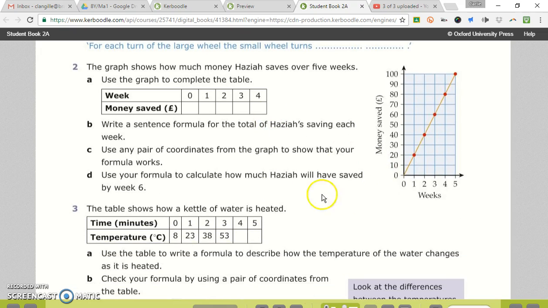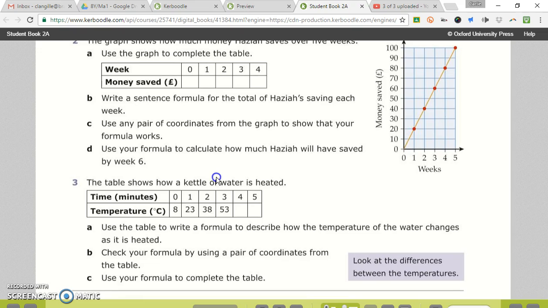And question 2, same thing. So you're going to complete the table. So if we look here at 0 weeks, she's got $0. At 1 week, she's got $20, so on and so forth. You're just going to write out what each coordinate gives you. Okay, and then you're going to check it to make sure that your formula works. And you're going to calculate how much she would have by week 6.